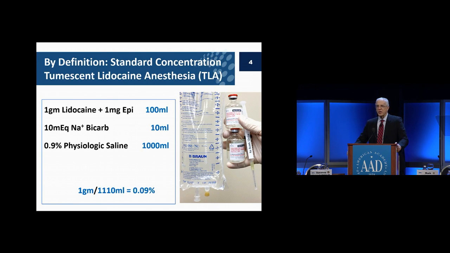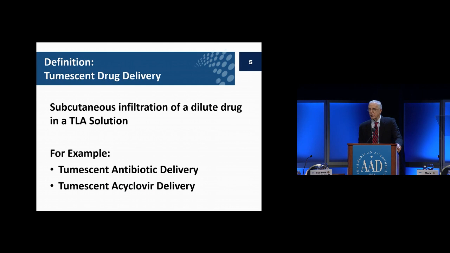By definition, the standard concentration of tumescent lidocaine consists of a gram of lidocaine and a milligram of epinephrine: 100 milliliters of 1% lidocaine, plus some sodium bicarbonate, 10 ml, in a liter of saline. You put that all together and you end up with a 0.09% lidocaine solution. And the definition of tumescent drug delivery is simply the inclusion of a drug within the TLA solution. For example, we can deliver antibiotics subcutaneously or even acyclovir, tumescent acyclovir delivery, which we'll talk about soon.